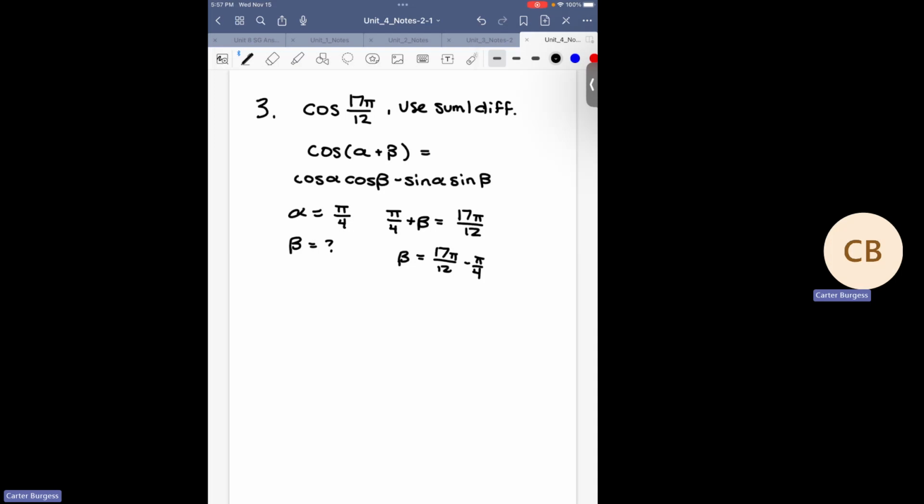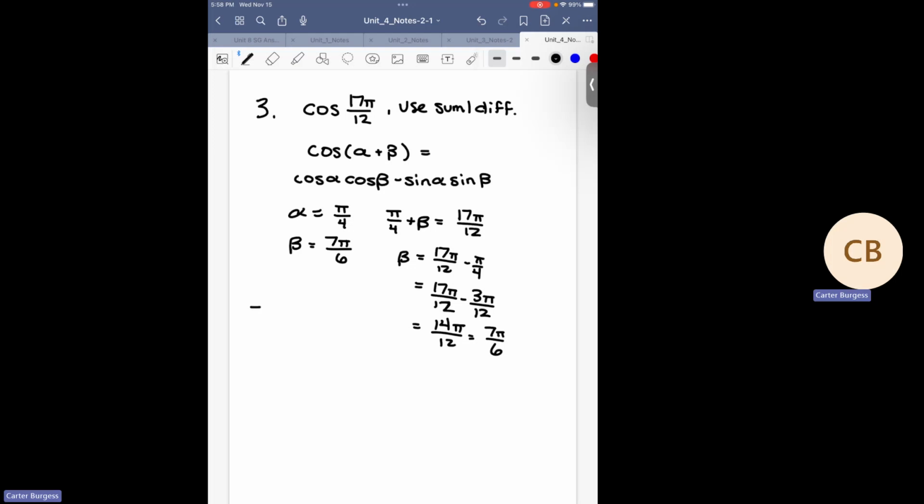Pi over 4, when we're subtracting from 17 pi over 12, maybe an easier way to write this is we are going to be subtracting 3 pi over 12, which is going to be the same as 14 pi over 12, which is equal to 7 pi over 6, an angle that we in fact know. And so if alpha is equal to pi over 4, the beta here would be 7 pi over 6.